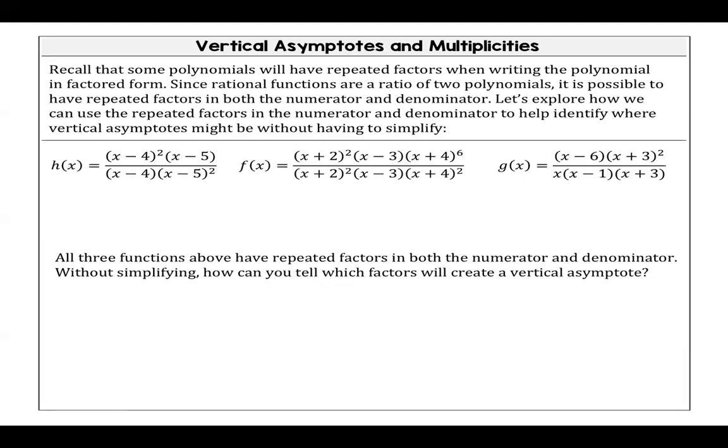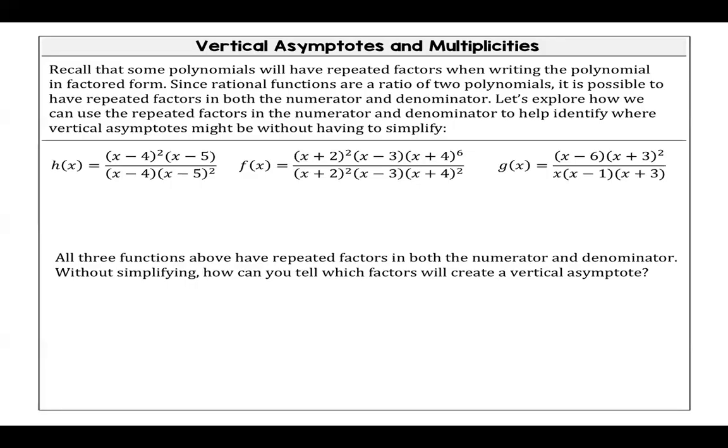Notice that sometimes you have repeated factors. If you look at h of x, it has (x minus 4) squared times (x minus 5) divided by (x minus 4) times (x minus 5) squared. Do you see how some of my factors are repeated? Yes? So even after I eliminate, I'm still going to be left with these values, correct? Let's talk about what that looks like.